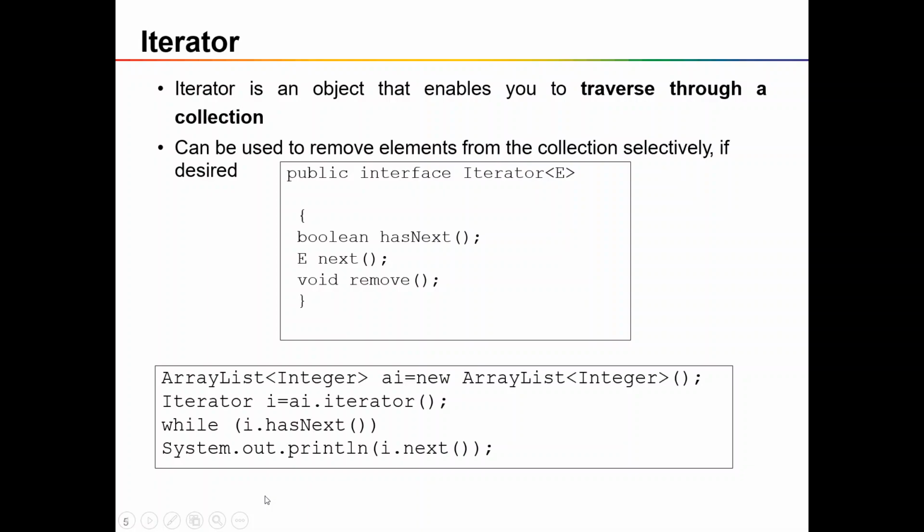You can create a reference for an iterator, and using the iterator you can traverse or process the entire collection. So this is how we create an array list, and for accessing all the elements of the array list, we will go with an iterator method. So we are creating a reference to the array list with the help of iterator. So this will return a reference.